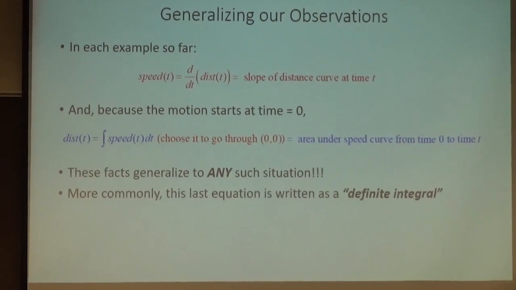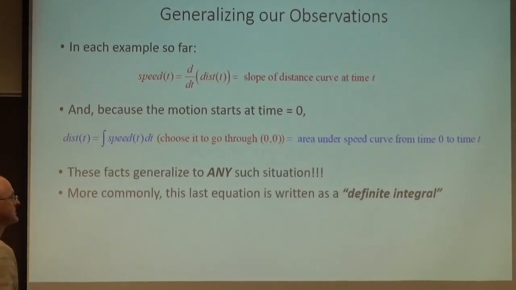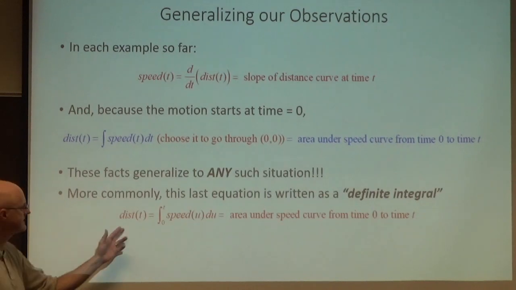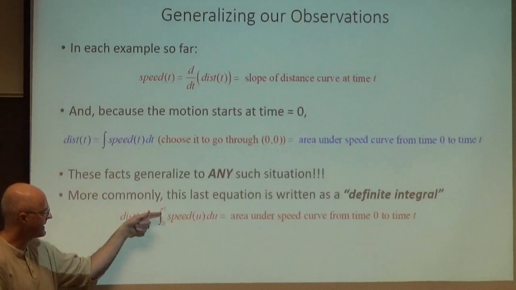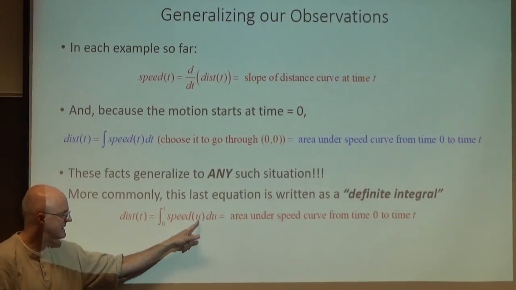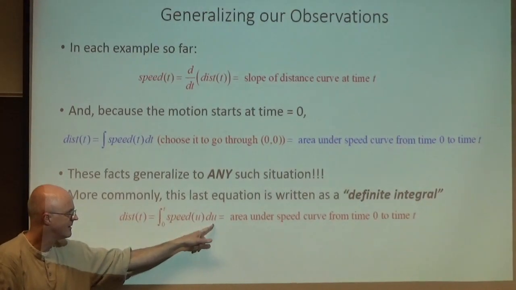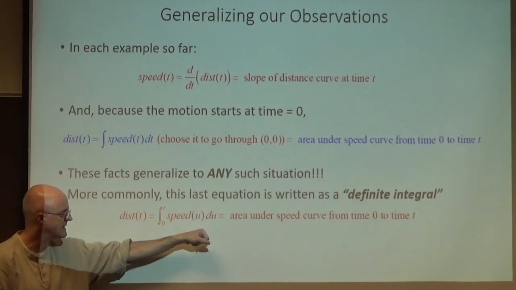More commonly, notationally wise, this last equation here is often written as what's called a definite integral instead of an indefinite integral. And here's the notation for it. Distance of t is an integral, put a 0 down there and a t up there, of the speed. I have purposely put a different letter here, u, but then I'm also saying this is the area under the speed curve from time 0 to time t.